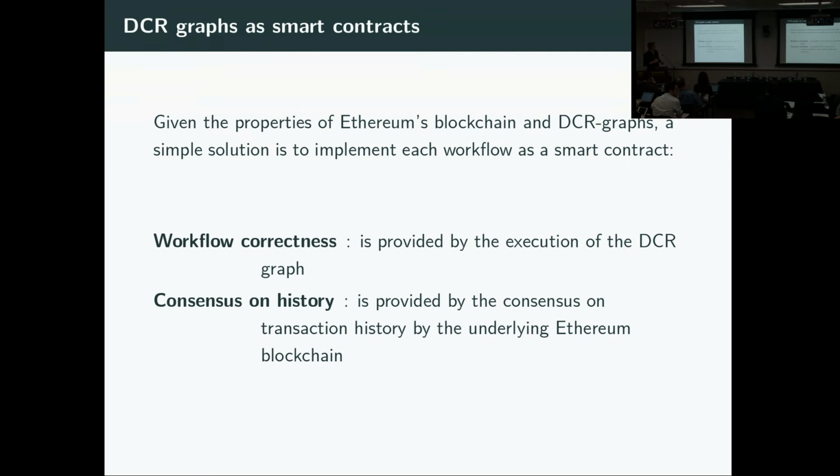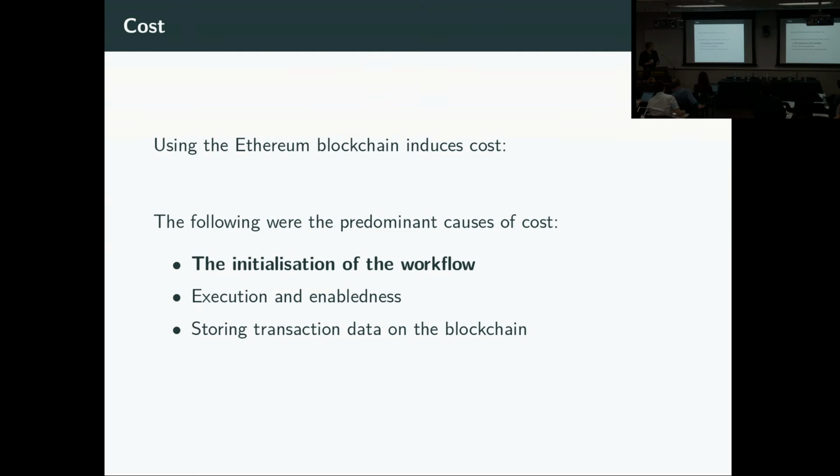So the idea here is we can take a DCR graph, model it as a smart contract, and put it onto the Ethereum blockchain. And then we are given automatically workflow correctness by the DCR graph model and consensus on the execution history by the Ethereum blockchain. However, it has this notion of cost. So we did a small proof of concept of this, of having a single DCR graph running on a single smart contract. And we observed that the predominant cause of cost was initializing the workflow. That is, having the data related to the workflow, put it onto a smart contract, and then putting it onto the blockchain. This is by far the most costly operation. There were also some costs associated with executing an event and checking whether the event was enabled.